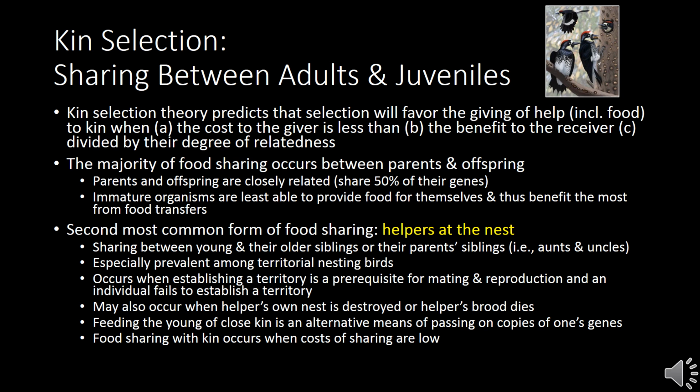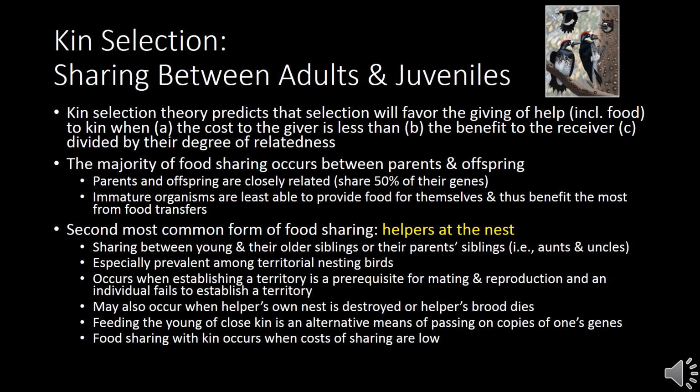The second most common form of food sharing is also between closely related kin, but not as closely related as parents and offspring. This kind of sharing involves sharing between young and their older siblings or their parents' siblings, that is, their aunts and uncles, and, as we saw last week, is also referred to as allomothering. This kind of sharing is particularly prevalent among territorial nesting birds, which is why such helpers are referred to as helpers at the nest. It tends to occur when establishing a territory is a prerequisite for mating or successful reproduction, and an individual fails to establish a territory. It may also occur when the helper's own nest has been destroyed or the helper's brood has failed to survive. In either case, the best available option might be to feed the young of close kin. Thus, food sharing with kin occurs when the costs of sharing are low.